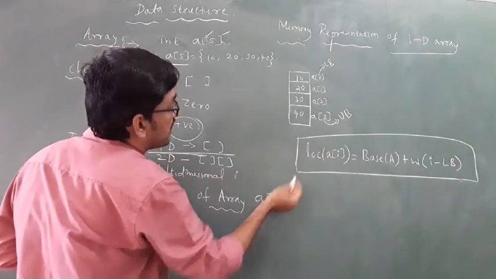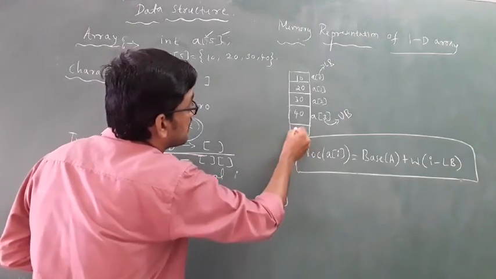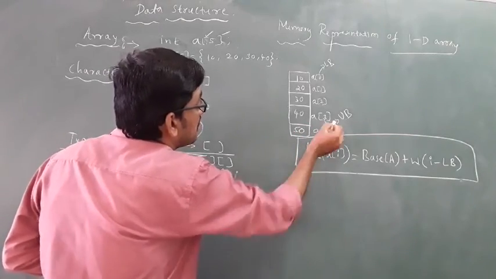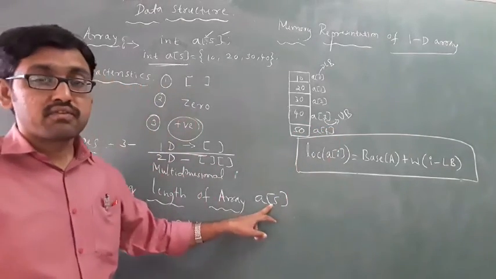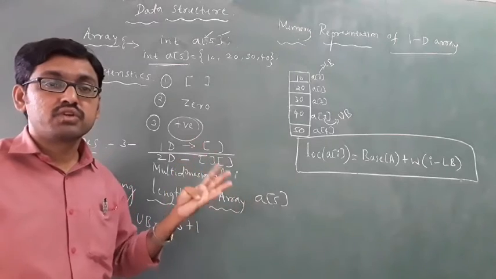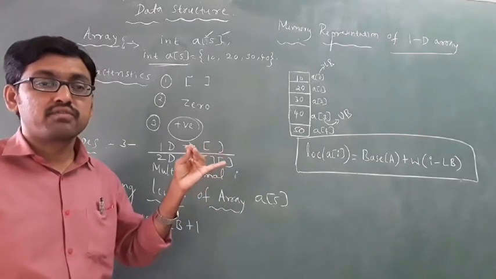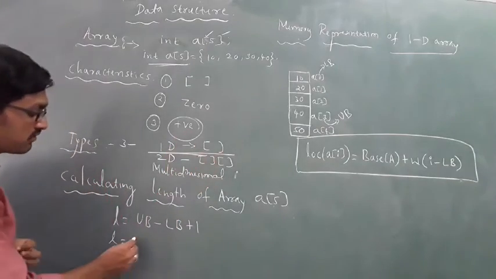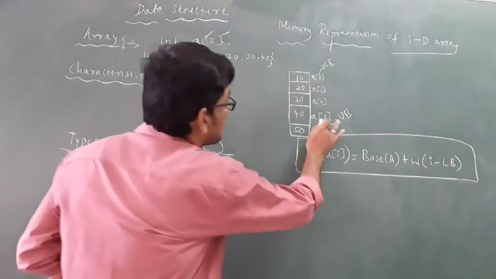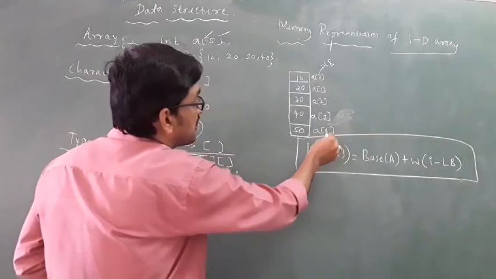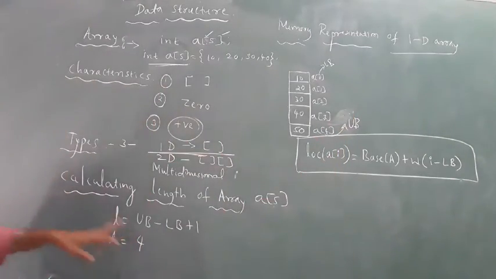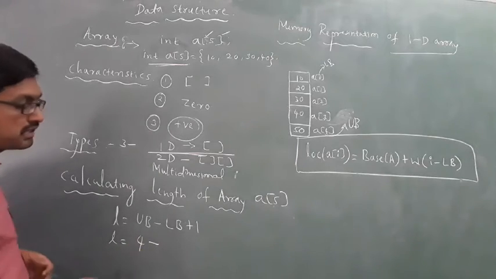See, for a[5], for example, I am writing here a[4]. Always the array starts from a[0], a[1], a[2], a[3], a[4]. A[4] means the upper bound is always, if you take a[5], the upper bound UB is nothing but 4, minus LB.